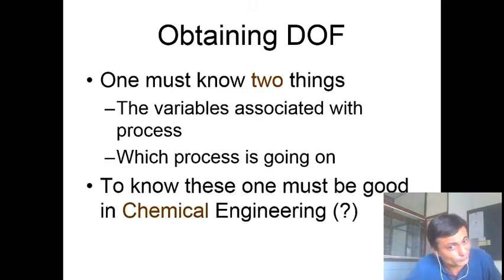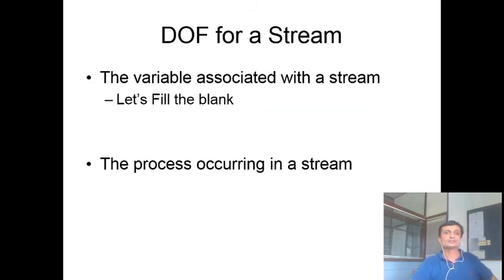To know what process is going on, naturally you have to be a good chemical engineer, because unless and until you're a good chemical engineer, you won't be able to get proper knowledge of what process is going on. Because when you want to obtain degree of freedom, we need to identify variables and we need to identify the number of equations. You may not be writing those equations, but you should know how many model equations there are.